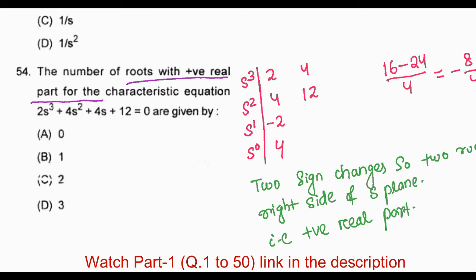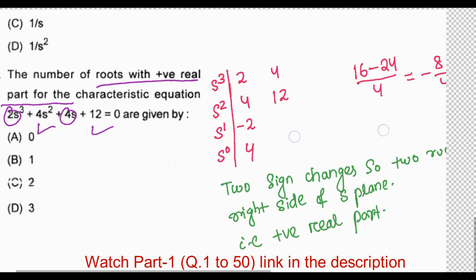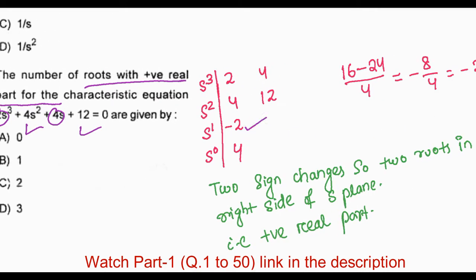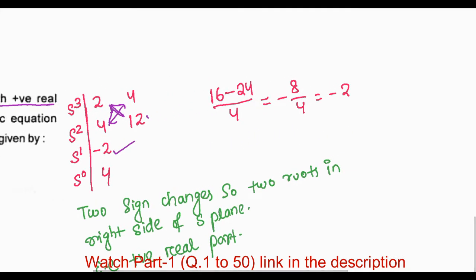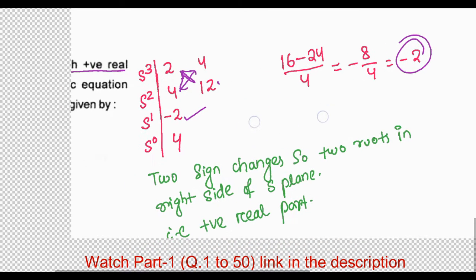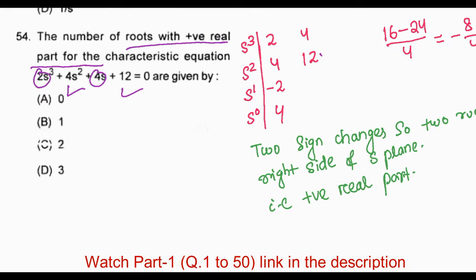First, in the S cube row we have to write down 2, 4, and then 4 and 12. I have to calculate the next value. The next value is 4 into 4, that is 16, minus 24, 12 into 2, divided by 4, which is going to be equal to minus 2. So here minus 2, here it is minus 2.